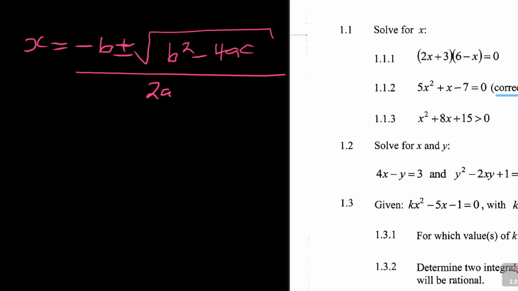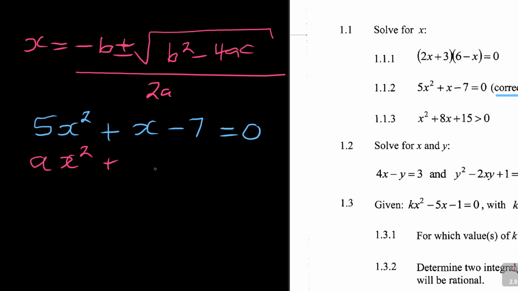Now what am I given? I'm given question 5x squared plus x minus 7 equal to 0. Now you remind yourself, what is the standard form? It says ax squared plus bx plus c equal to 0. Then you need to identify the coefficient of x squared, or the number before x squared. There it is. a is 5.